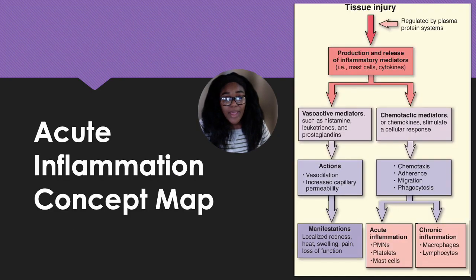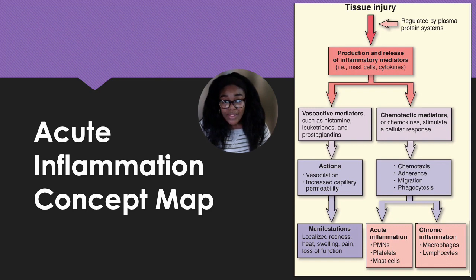So we will be talking about the acute inflammation response, and here is a concept map that will help develop these topics for you. As you can see, it starts with tissue injury, and once you have that break in the skin or maybe a cut on the finger, this is the response that happens as a result of that. Once tissue injury happens, we have the production and release of inflammatory mediators, and when we talk about chemical mediators or inflammatory mediators, those are generally the same term, and we just use them interchangeably.